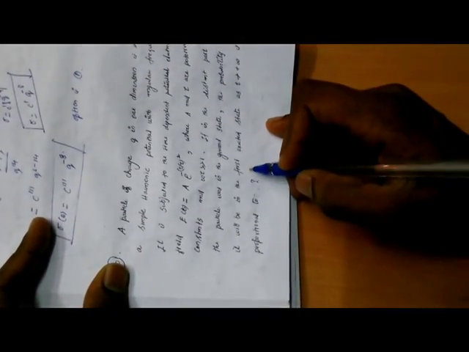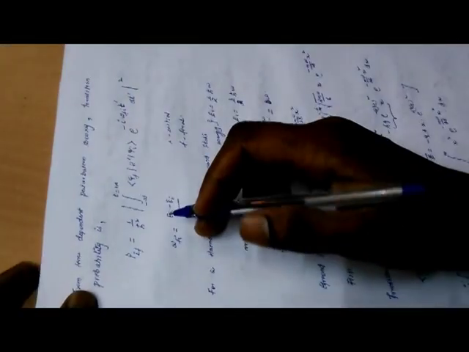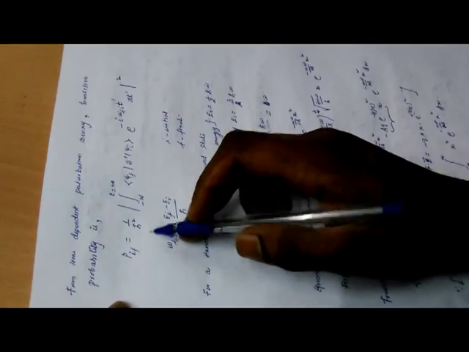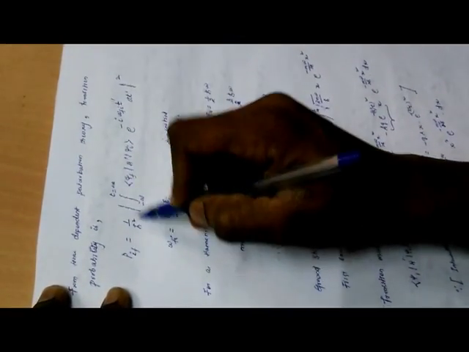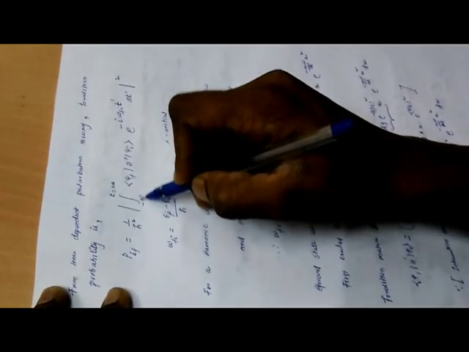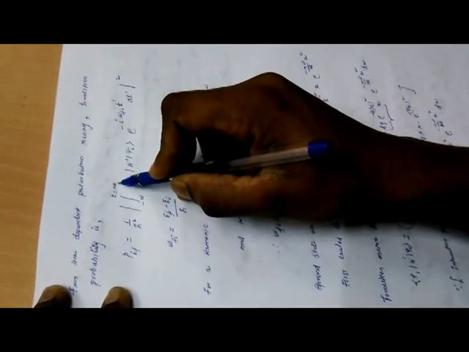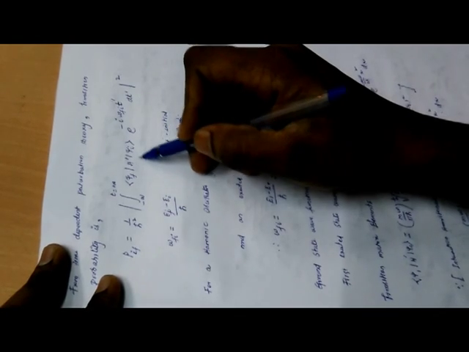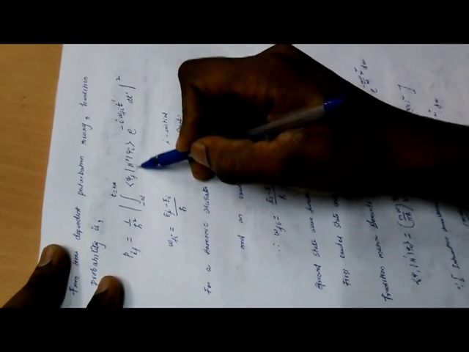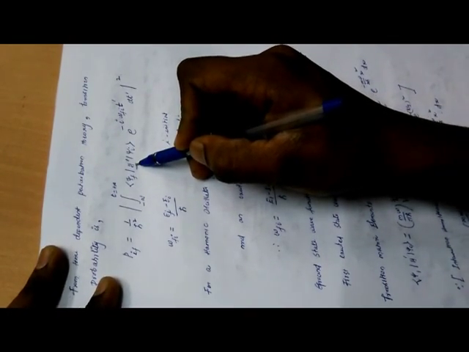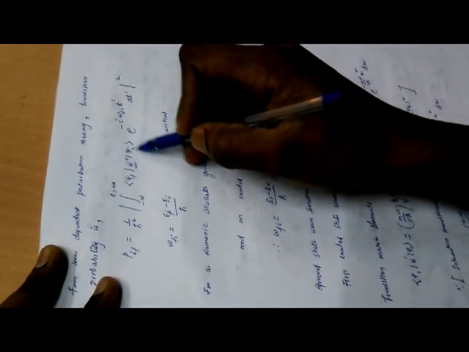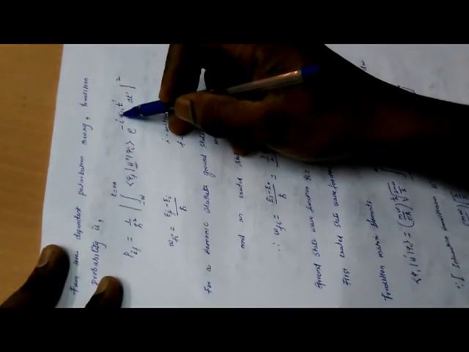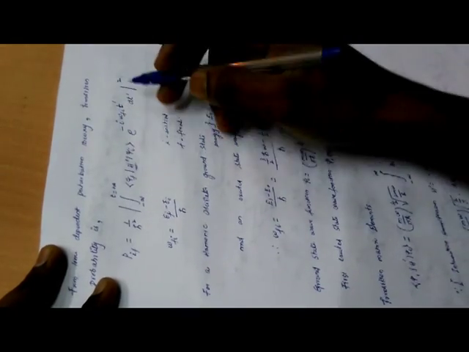For finding the transition probability, we are going to use the already known formula. The transition probability from the initial to the final state is equal to 1 by h-bar squared, the integral from minus infinity to plus infinity, of the matrix element from the initial to the final state of the interaction Hamiltonian, times exponential of i omega fi t, the transition frequency. Here the time-dependent electric field is given.